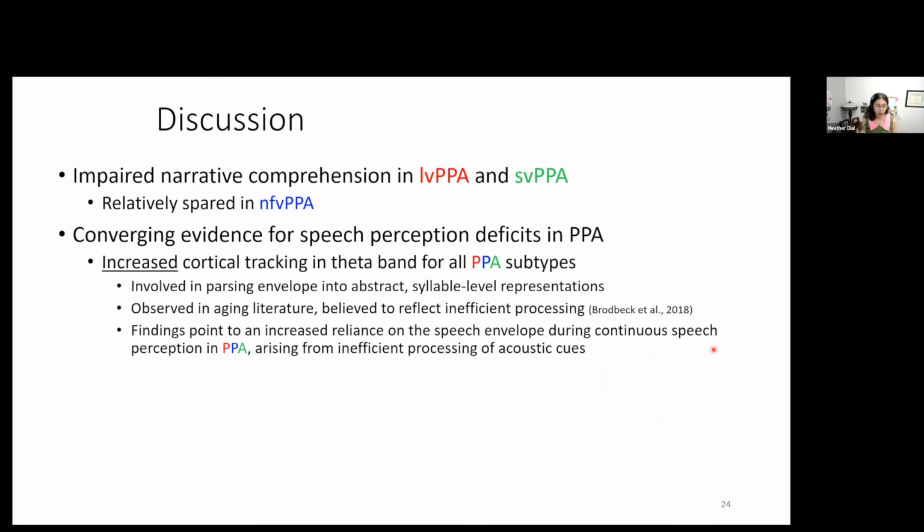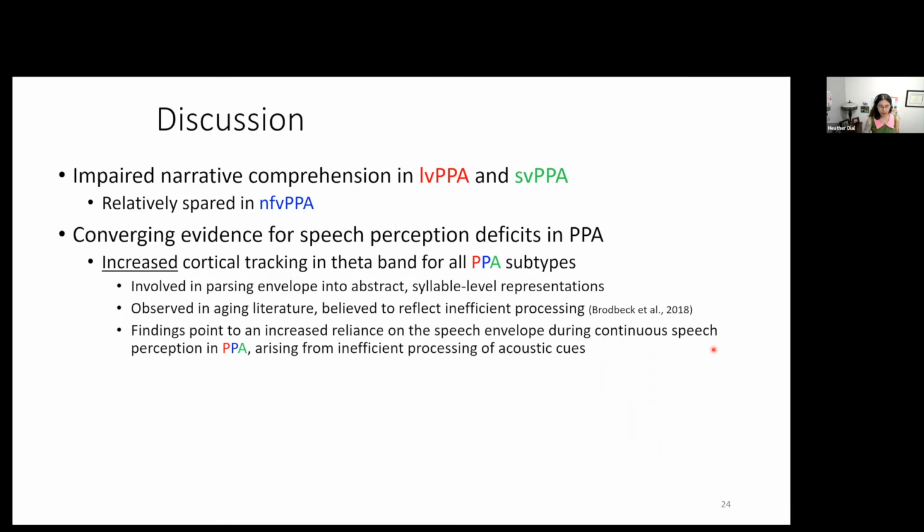And so perhaps what's going on is that the individuals with PPA are struggling to follow this continuous speech. So they're exerting additional effort. They're focusing as hard as they can on processing this story. And in this case, it seems to be like more at the syllabic level. In the non-fluent variant, perhaps this gets them to normal comprehension or near normal comprehension. But in the semantic and logopenic variant, it's just not enough to get them to that normal comprehension level.